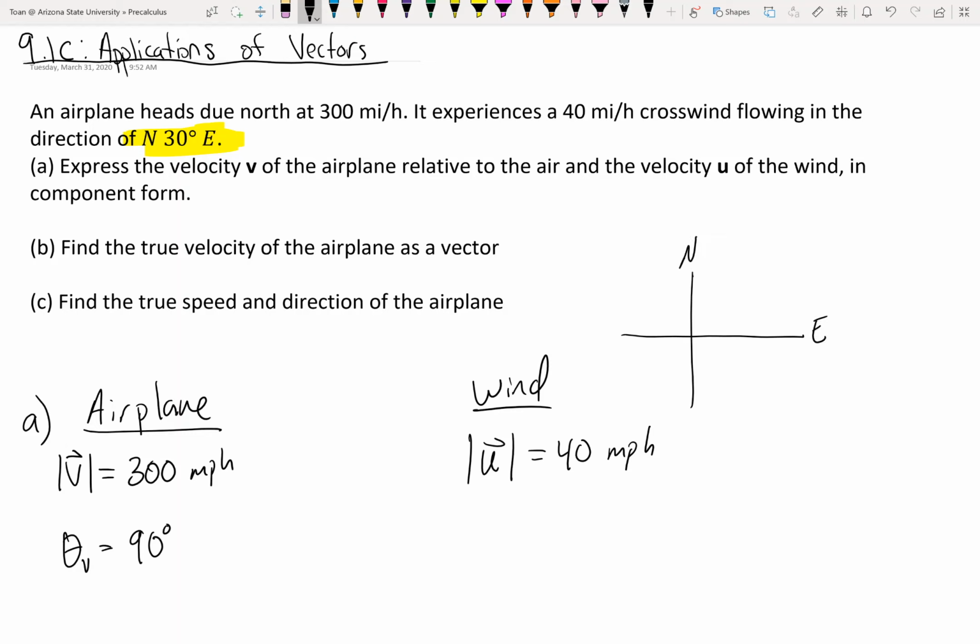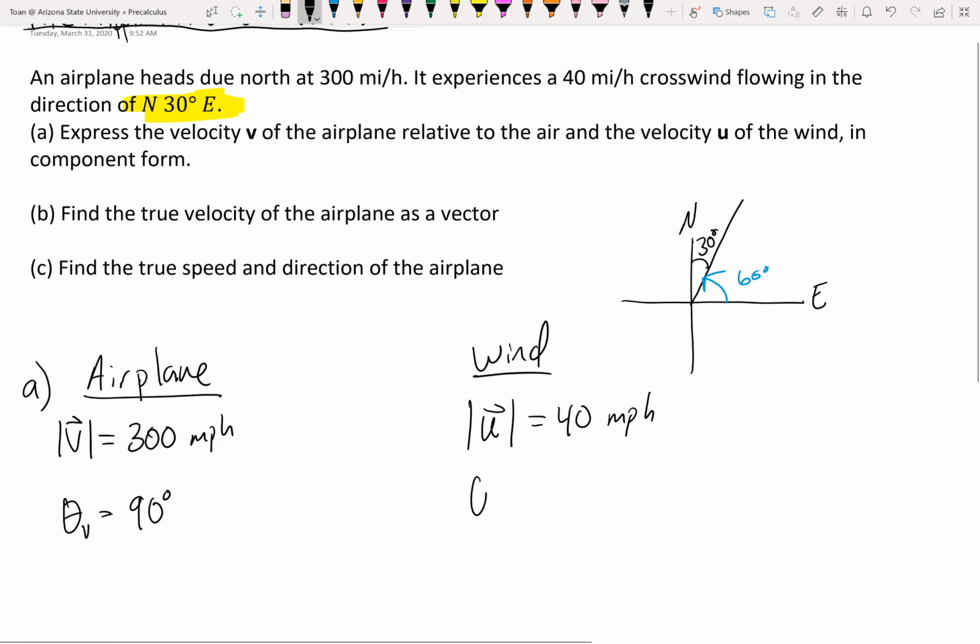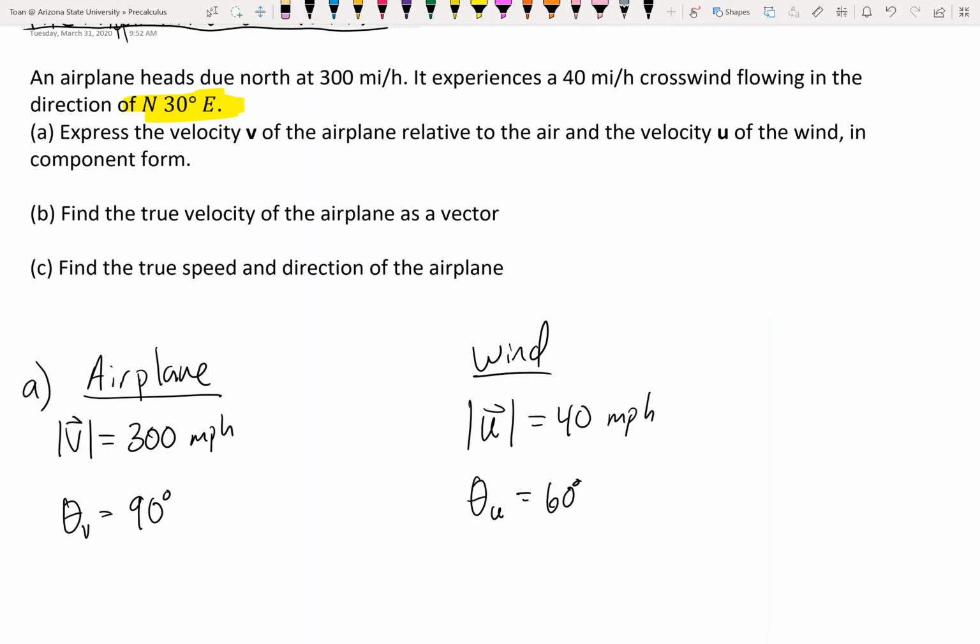So again, here's north, here's east. Refresh your memories from unit, what was it, unit 6? Yeah, I think we did bearings in unit 6. From north, you go 30 degrees eastward. So that's north 30 degrees east, which means its vector direction, doing quick math, is 60 degrees. So theta u of the wind is 60 degrees. Then we should have everything we need to write these vectors in component form.